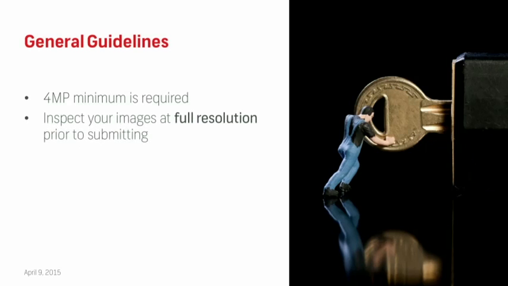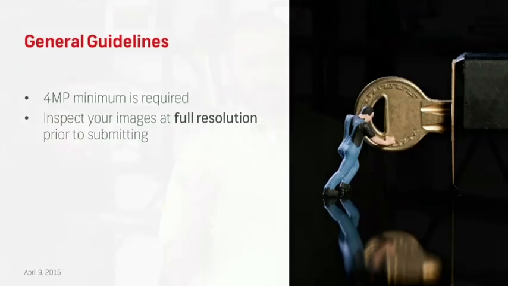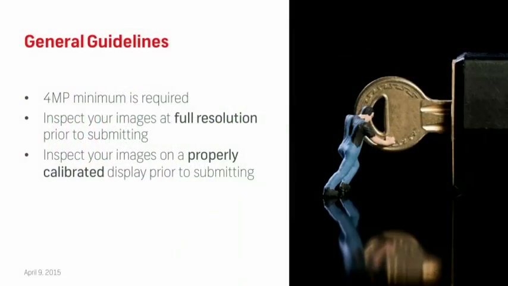The next thing, and I can't stress this more than enough, is to inspect your images at full resolution prior to submitting. What that means is opening up your images and viewing them at 100%. This is how our reviewers look at your images. They open every single one up at 100%. So you need to do the same when you're selecting your images. And the next thing is inspect all of your images on a properly calibrated display.